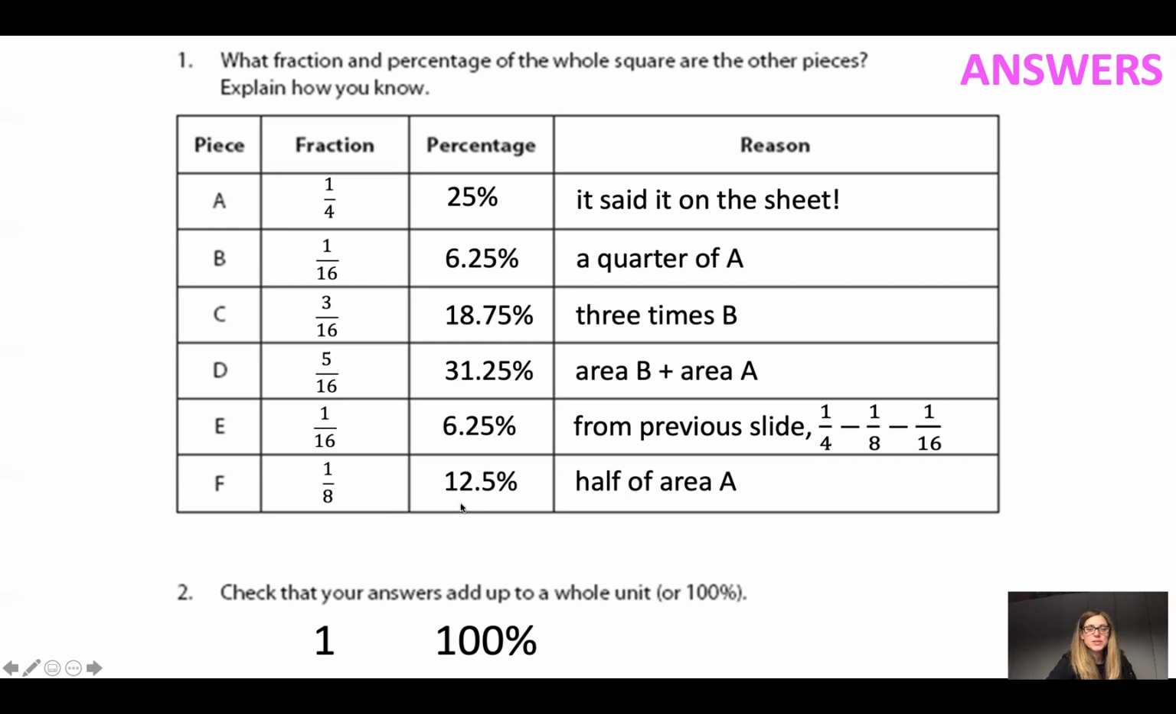Remember, that's one of those percentages I would like you to commit to memory, and half of area A. Double check that it all adds up. Your fractions sum to 1 and your percentages sum to 100%.